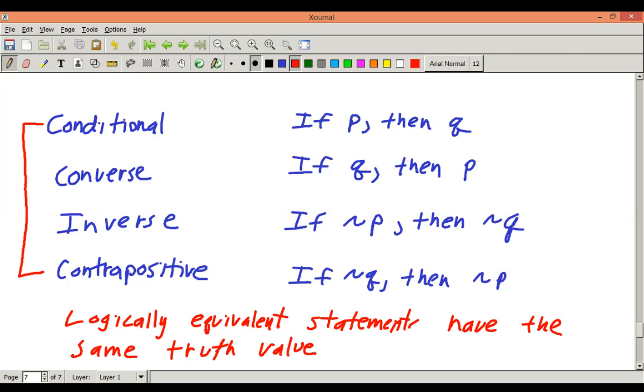They always agree. They always have the same truth value. If one is true, the other is true. If one is false, the other is false. And then these two, the converse and the inverse, are logically equivalent. So they're either both true or both false together.